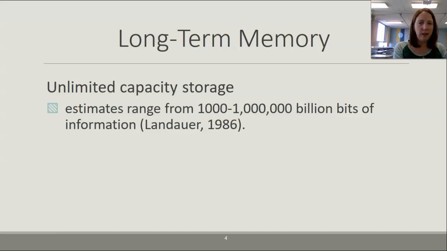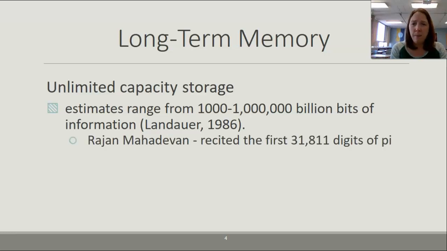Long-term memory, as we said in the first lecture, is thought to be unlimited. Some estimates range from 1,000 to 1,000,000 billion bits of information. I love that word, 1,000,000 billion. I don't think this is literally a number you need to know for class. It's just fascinating if you ask me. An example of the ability to memorize something huge is this man, Rajan Mahadevan, who can recite the first 31,811 digits of pi. Crazy. So long-term storage, pretty basic: it's the idea that we can hold on to an infinite amount of information in our heads.